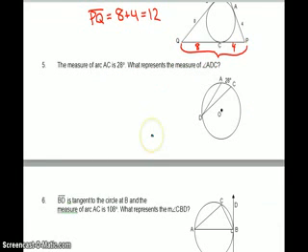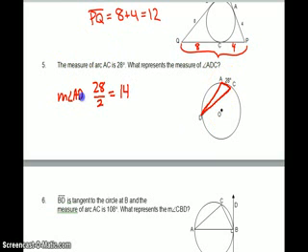Number 5. The measure of arc AC is 28. What represents the measure of angle ADC? So AC is an arc, like we just said a couple problems ago. That is going to be twice as big as the angle that cuts it off, so all we have to do is divide 28 by 2, and that would be 14. So the measure of angle ADC equals 28 divided by 2 equals 14 degrees.